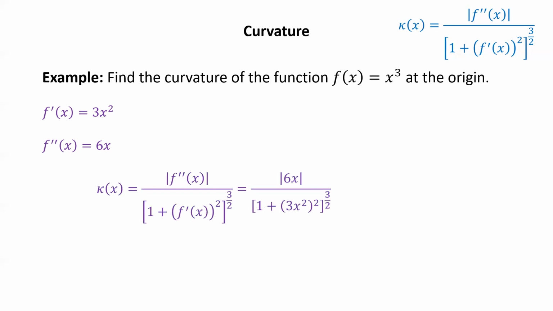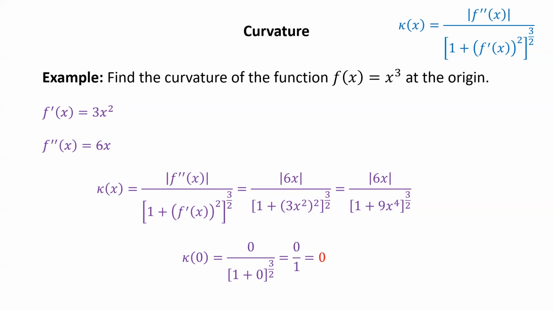Plugging that into the curvature formula, we have the absolute value of 6x over (1 plus (3x squared) squared) to the 3 halves, which we could simplify to the absolute value of 6x over (1 plus 9x to the 4th) to the 3 halves. Since we want the curvature at the origin, we plug in 0 for x, and we get 0 over 1 plus 0 to the 3 halves, or just 0 over 1, or just 0. So we see that the desired curvature is 0.